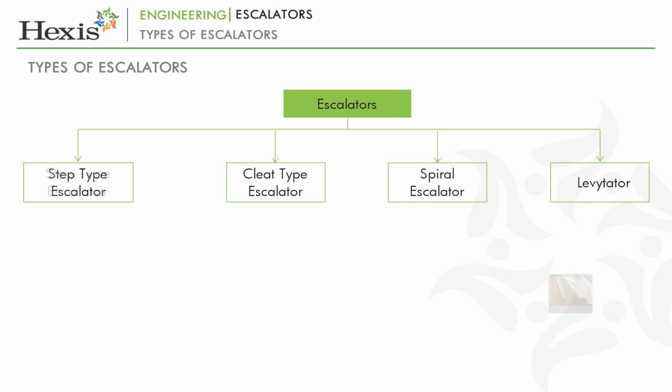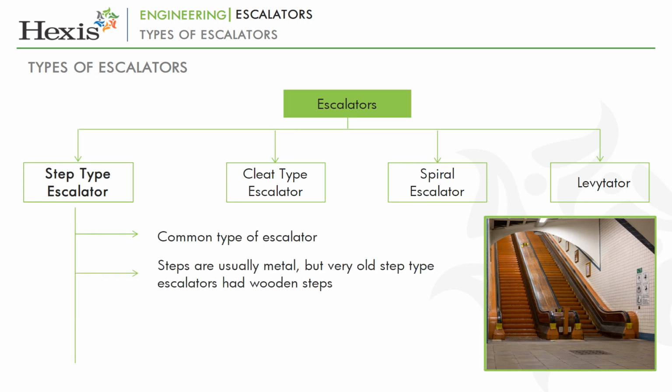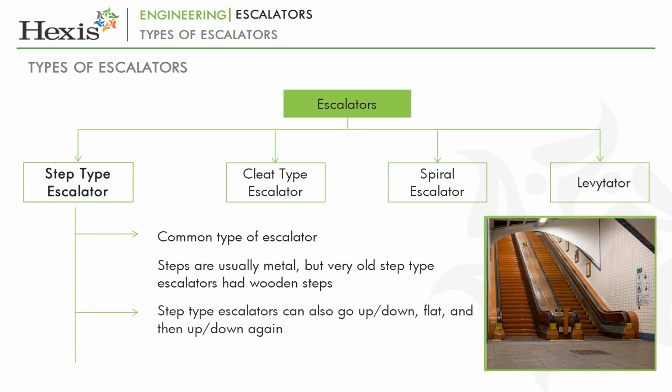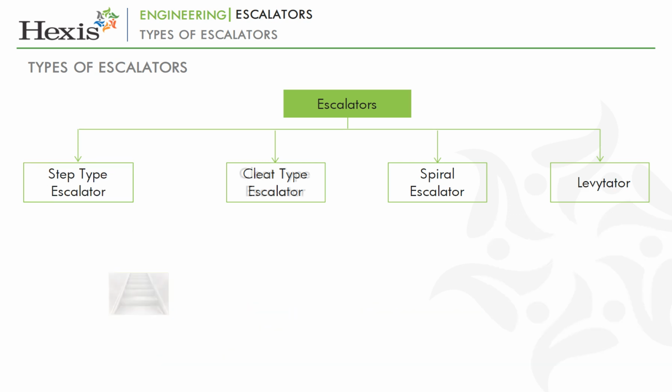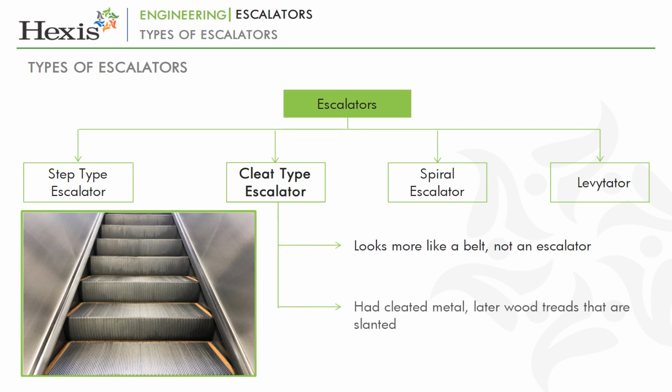The step-type escalator is the common type of escalator today. The steps are usually metal, but very old step-type escalators had wooden steps. Step-type escalators can also go up or down, flat, and then up or down again. This type of escalator is designed to be safer than other step-type escalators. Some types of cleat-type escalator look more like a belt, not an escalator. The cleat-type escalator had cleated metal, later wood treads that are slanted.